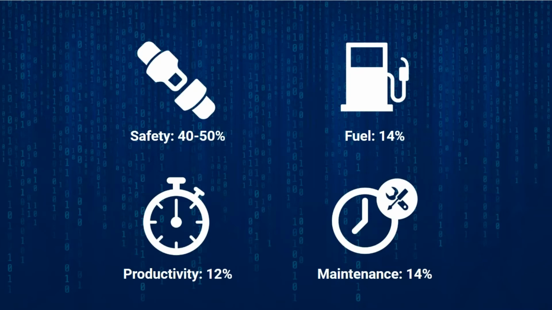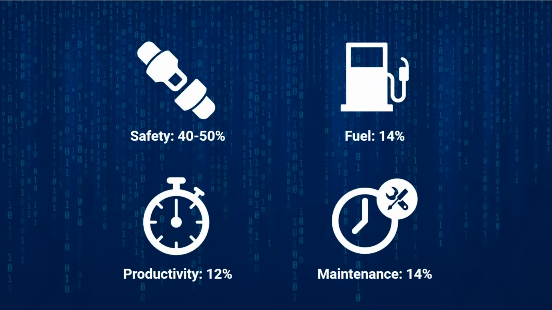As you can see, the area with the greatest scope for reducing costs here, contributing 40 to 50% of the overall cost, is actually safety. No pun here, but I drive the safety first message through every organization I meet. Moving on from that, we can see fuel contributes 14%, productivity 12%, and maintenance 14%.